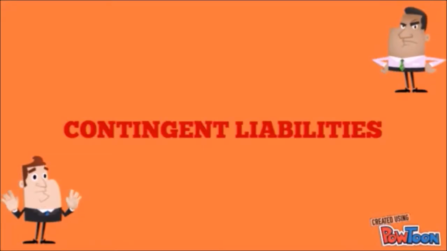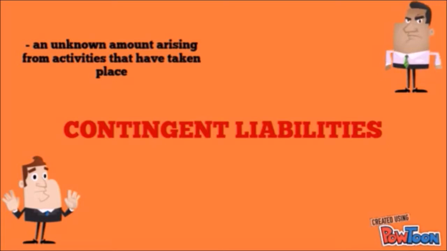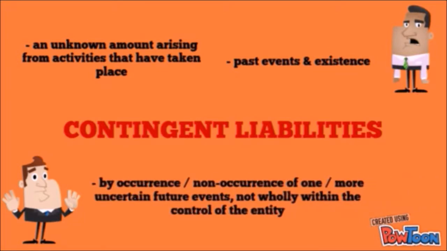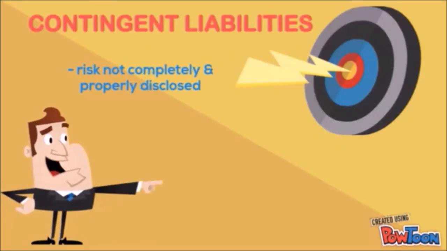A contingent liability is a potential obligation to an outside party for an unknown amount arising from activities that have taken place. It is a possible liability that comes from past events, and its existence will be confirmed by the occurrence or non-occurrence of one or more uncertain future events. The risk might not be completely and properly disclosed.